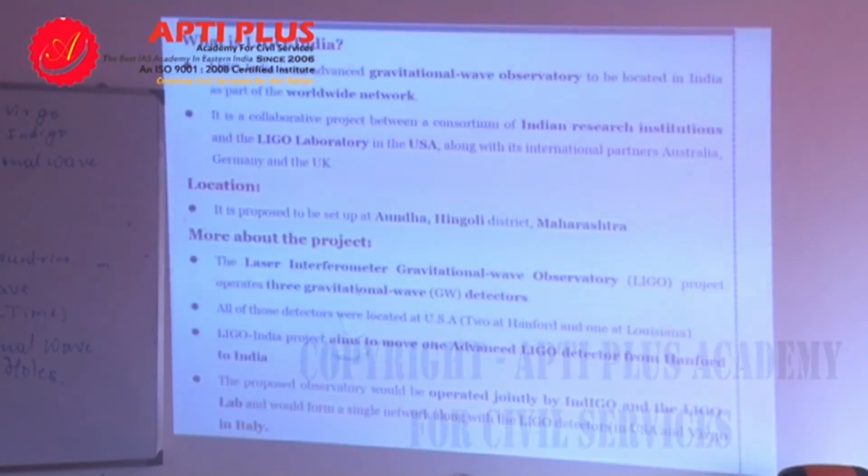Now what is the project there? The Laser Interferometer Gravitational-Wave Observatory project operates 3 gravitational wave detectors. That means you can understand now India and US, here is the collaboration of USA and India. Both of these will collaborate there. All of these detectors are based in USA.